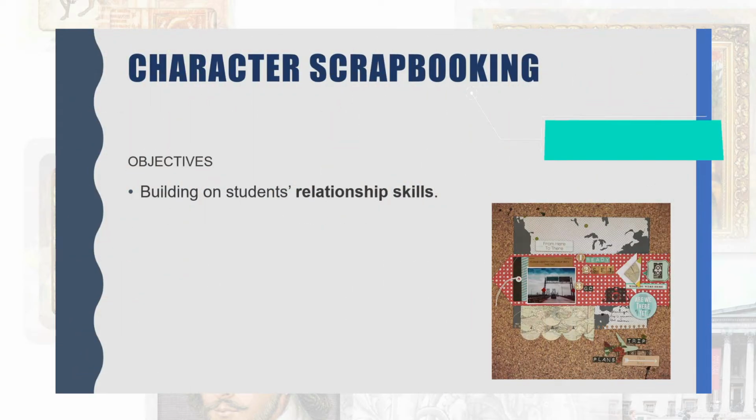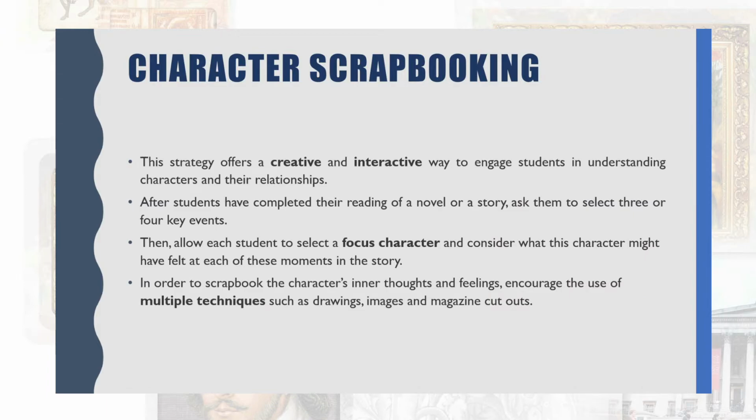This strategy offers a creative and interactive way to engage students in understanding characters and their relationships in any given text. After students have completed the reading of a novel, for example, you could ask them to select 3 or 4 key events in the story. For example, they might choose a scene featuring a quarrel or a romantic connection or a turning point in the story. Then each student should select a focus character and consider what this character might have felt or experienced at each of these moments in the story.